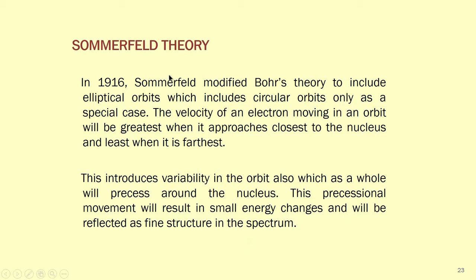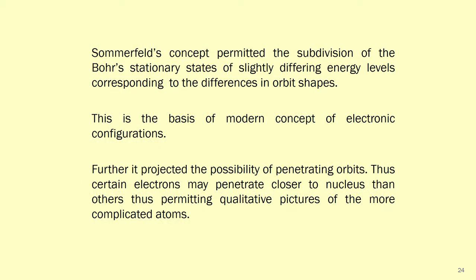So, the Sommerfeld theory's contribution to the spectroscopy is that there will be small energy changes which are reflected in the spectroscopic fingerprint of all the elements. So, this permitted the subdivision of Bohr's stationary states into slightly differing energy levels corresponding to the differences in orbit shapes. So, as of now, this is the basis of the modern concept of electronic configurations.